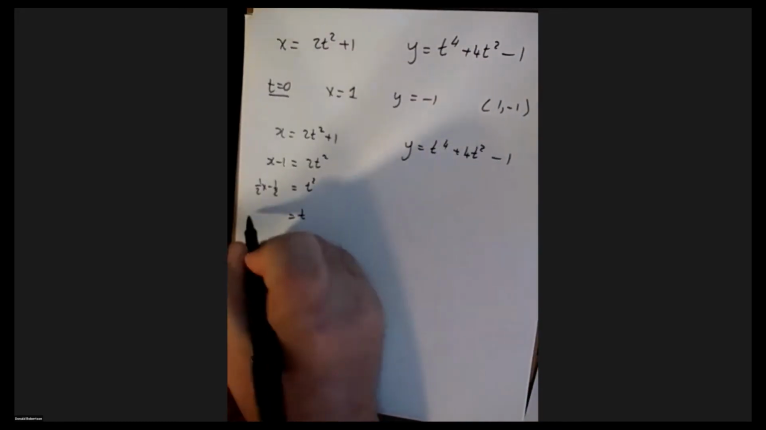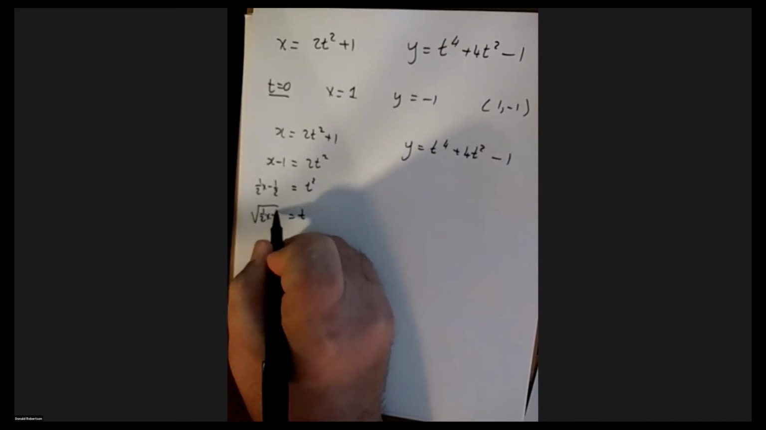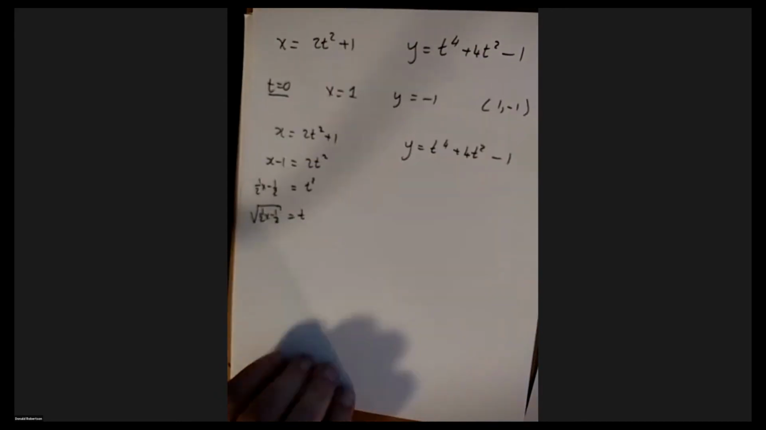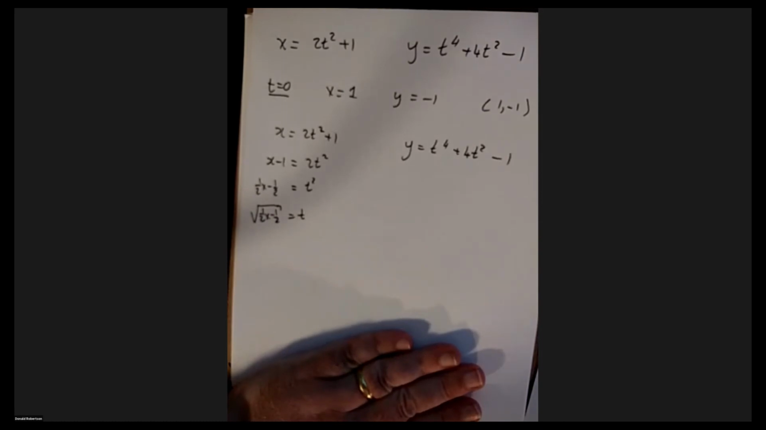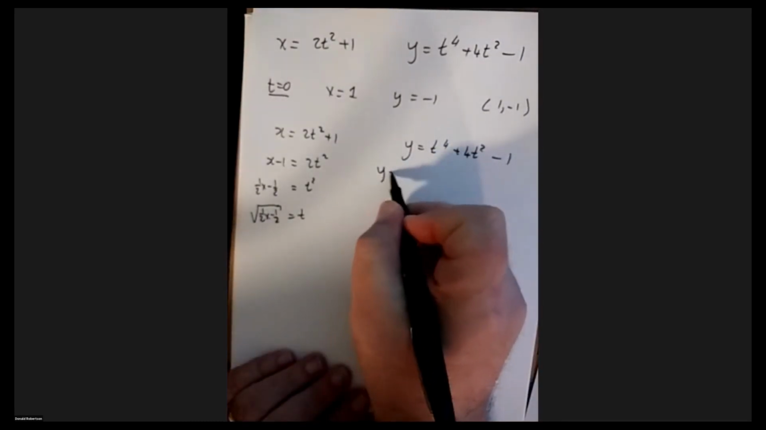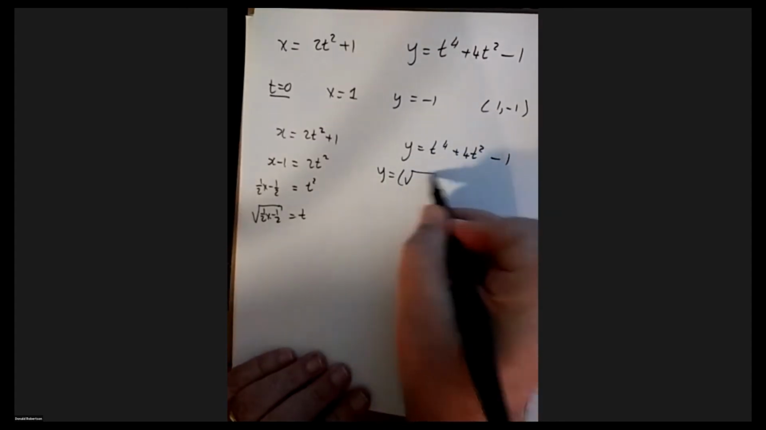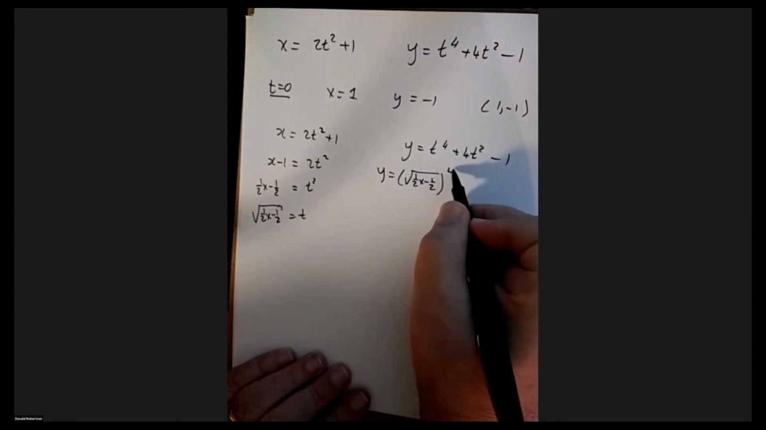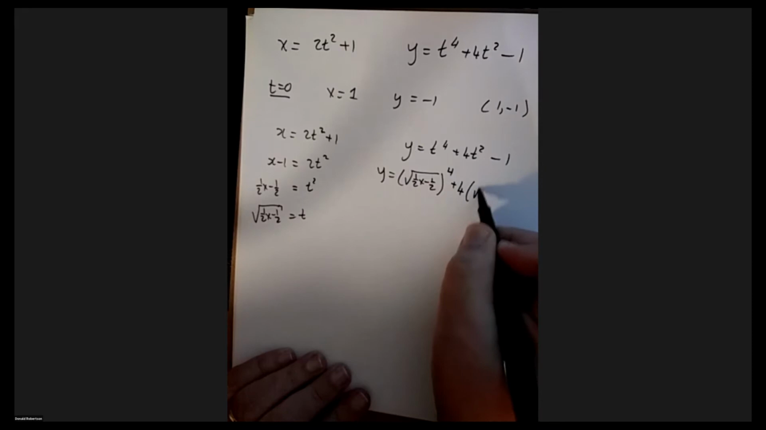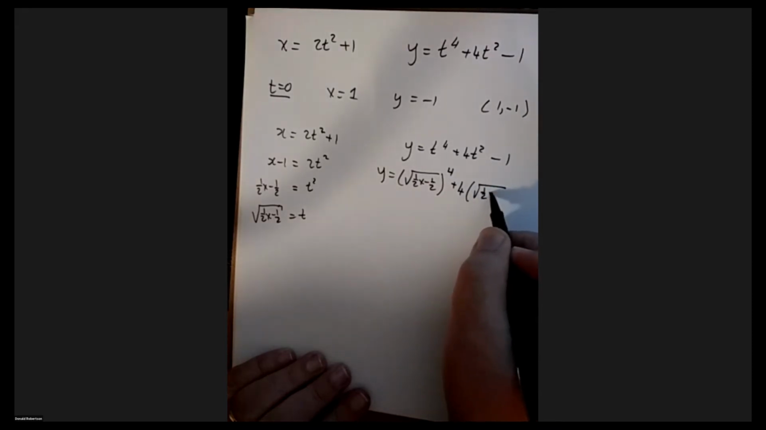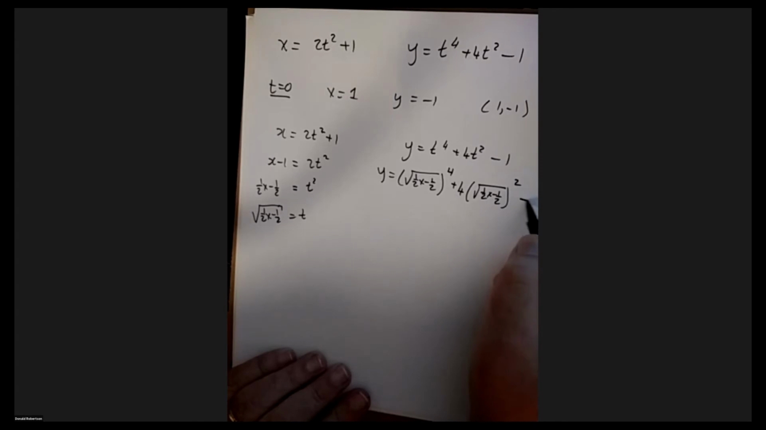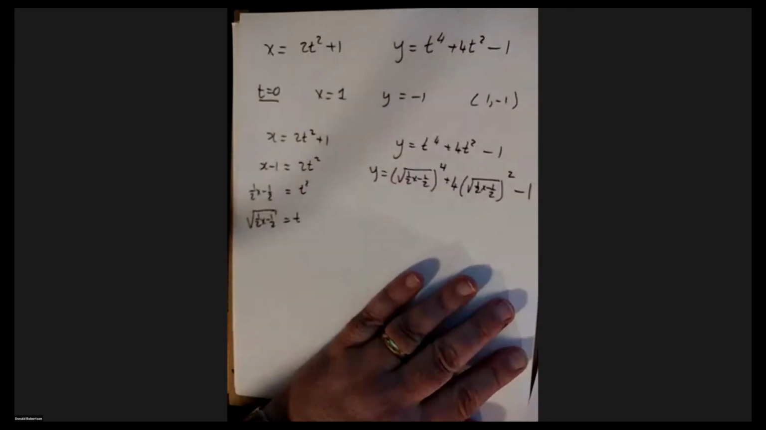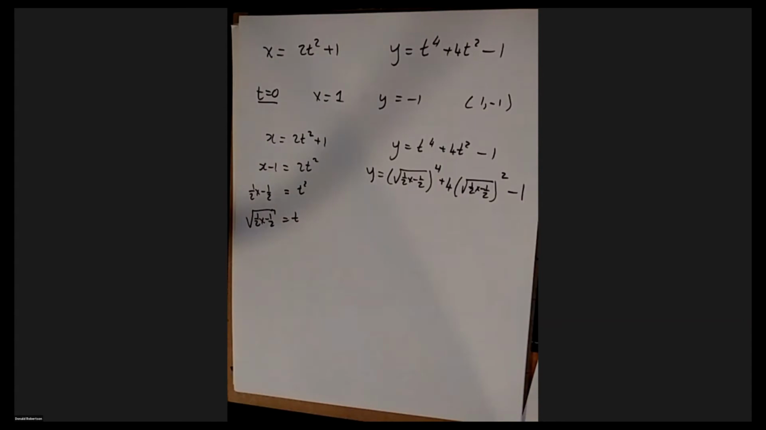Now, to get t, don't you just take the square root of both sides? Agree? Now, y is going to be t to the 4th, the square root of a half x take away a half to the power of 4, plus 4 lots of a half x take away a half, all squared, take away 1. Not even on a good day would I consider that the end of the question, right? You know you must be able to do nicer things to it, right?